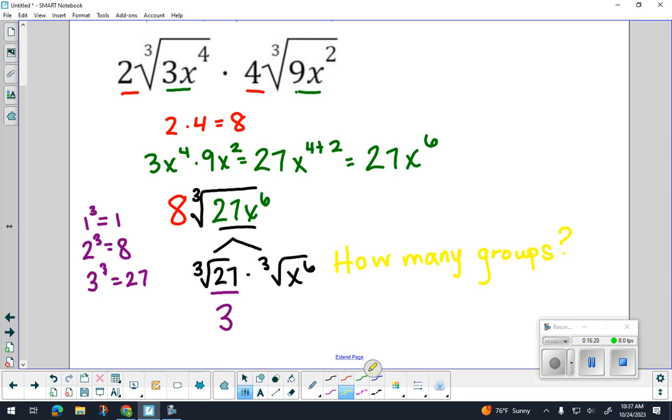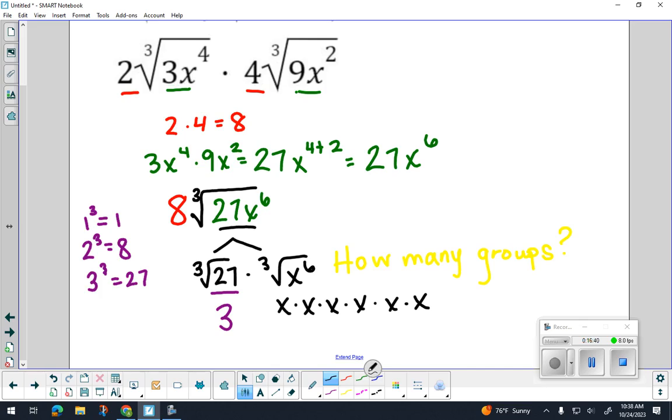Okay, so when you are trying to break down something that has a variable, you want to ask yourself, how many groups does it have? And what do I mean by that? So let's expand this out. What do I mean by expand? Write out 6 x's, because that's what that means. X to the 6 means I get x times itself 6 times. 1, 2, 3, 4, 5, 6, right?